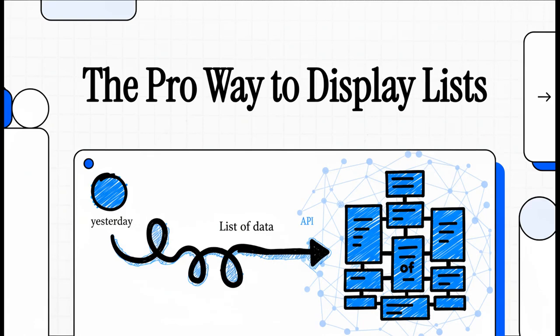Welcome back. So yesterday, we got our hands dirty fetching a single object from an API, which was an awesome start. But today, we're really going to level up. We are diving into one of the most common and honestly one of the most important problems you'll face in mobile development: how to show a ton of data in a list without turning your app into a laggy mess.